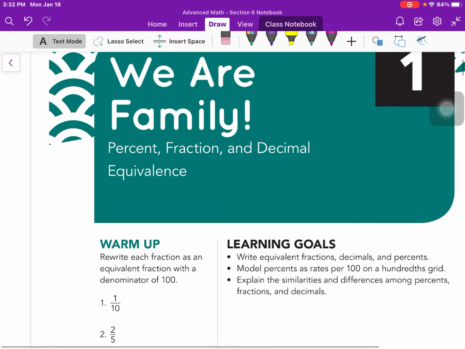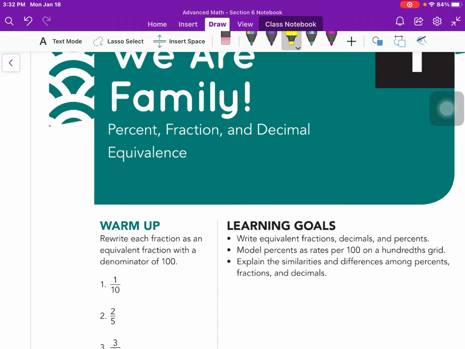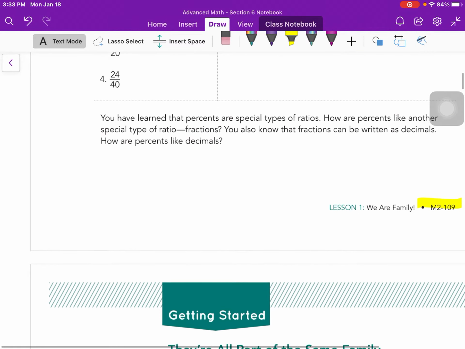So it says our learning goals here are to write equivalent fractions, decimals, and percents, and model percents as rates per 100 on a 100 grid. So we're still using ratios, we're still using rates. We're just going to make some connections between all of them.